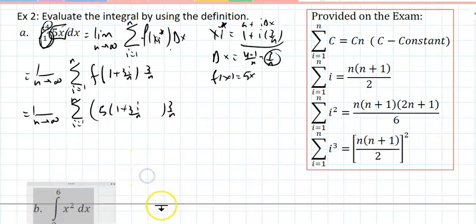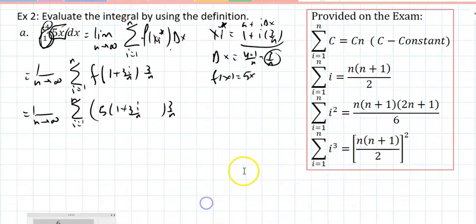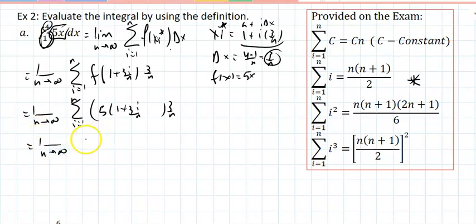Need a bit more space. These are provided on your test. So this is going to be the limit as n approaches infinity. I'm looking at the series i equal 1 to n. Do you notice that this series depends on i? That's a constant. That's a constant.